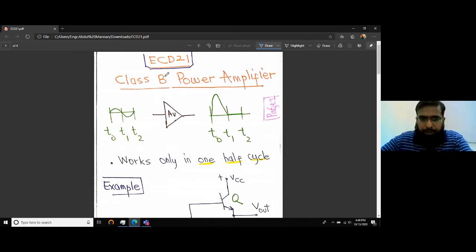But in a Class B amplifier, the basic difference between Class A and Class B is that amplification occurs only during one half cycle, either positive or negative, and the amplifier remains in the cutoff region for the other half cycle. So here is the key point: it works only in one half cycle, contrary to the Class A amplifier.